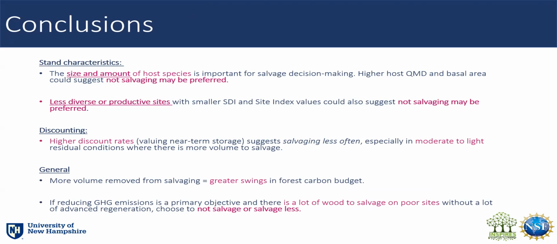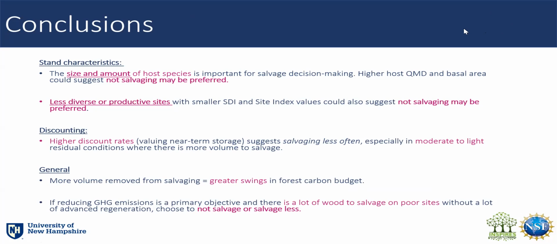So to wrap things up, in general for stand characteristics, the size and amount of host species is important for salvage decision making. A higher quadratic mean diameter and basal area could suggest not salvaging may be preferred. Less productive or diverse sites, so those smaller Simpson's diversity index and site index values, could also suggest not salvaging is preferred because those sites may not respond as well or as quickly in a way that will repay those initial carbon debts from salvaging.